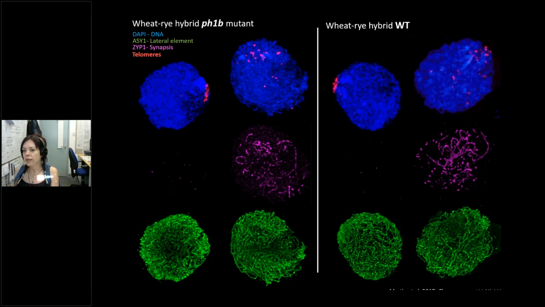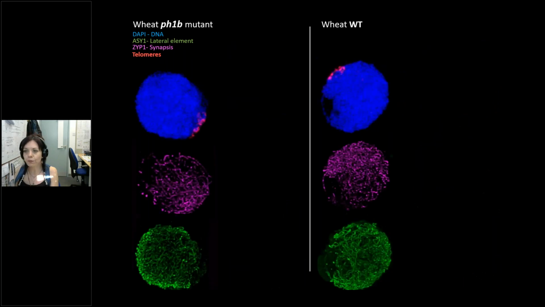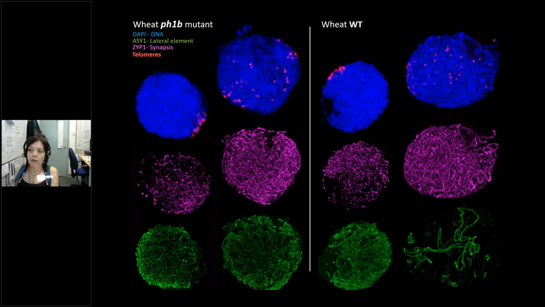Now, this is in the wheat-rye hybrids, but what about in wheat itself, where there are both homologs and related chromosomes present? Well, at the telomere bouquet, as expected, there is already quite a lot of synapsis. However, after bouquet dispersal, synapsis seems to be delayed in the absence of Ph1. In the presence of Ph1, on the right, at this stage, synapsis is almost finished. Remember that in green, you can see the chromosomes that are not synapsed. While in the absence of Ph1, there are still many chromosome segments that are not synapsed. There is much more green labeling.